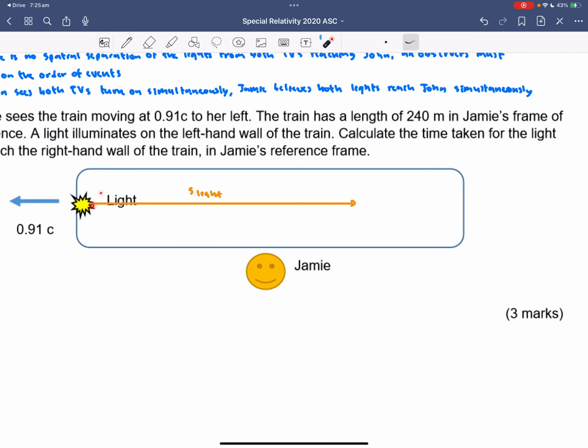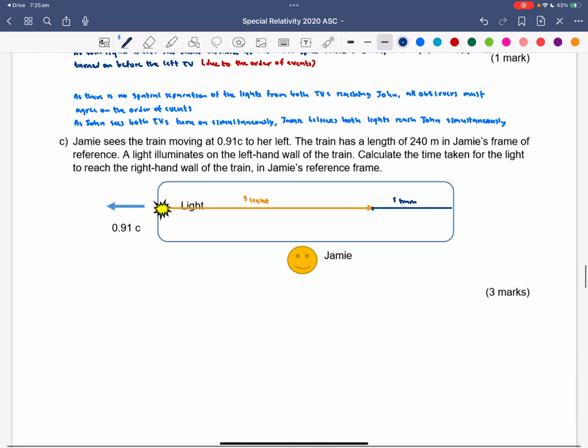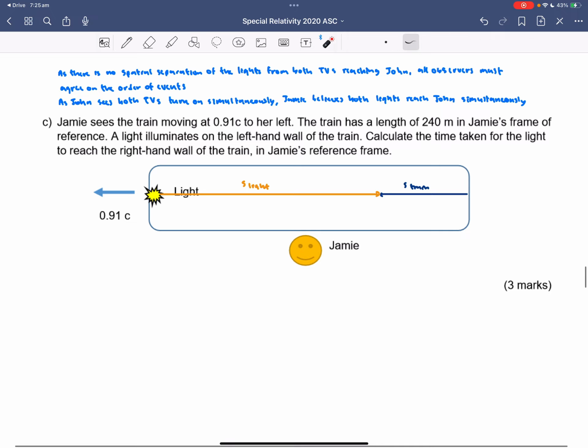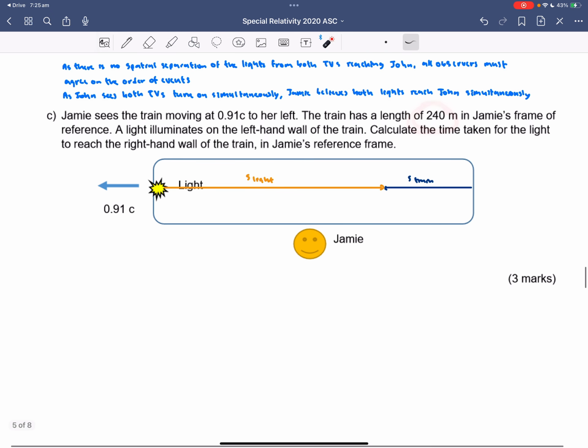It will go in all directions, in every single direction, into and out of the page as well. But at the same time, the light doesn't just travel there. At the same time, the back of the train travels here. So that is the distance traveled by the train. And remember, the train was 240 meters according to Jamie. Since the question wants the time taken for the light to reach the right-hand wall of the train according to Jamie, I don't need to do any length contraction formula. I just use the 240 meters.